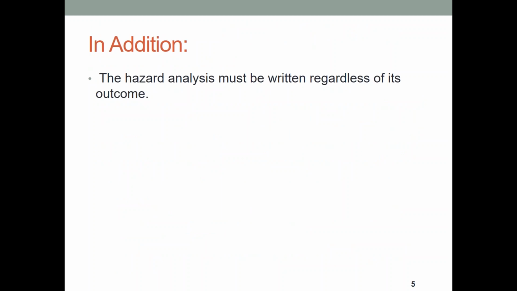In addition, the hazard analysis must be written regardless of the outcome of the process. Now this is important because later on we're going to have to revisit the hazard analysis and reevaluate the hazard analysis and validate the hazard analysis. To be able to do that, we have to have written background, and that's going to become very important to us. Written hazard analysis can take a lot of forms, and we'll talk about those forms here in a minute.